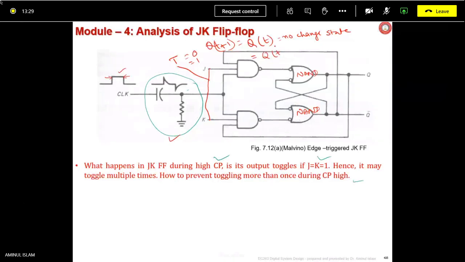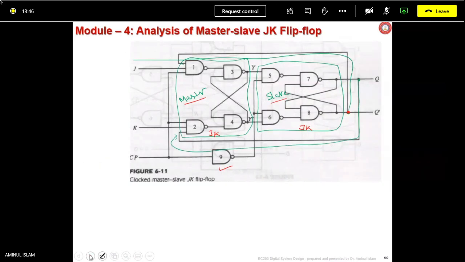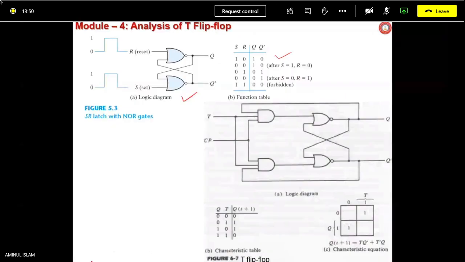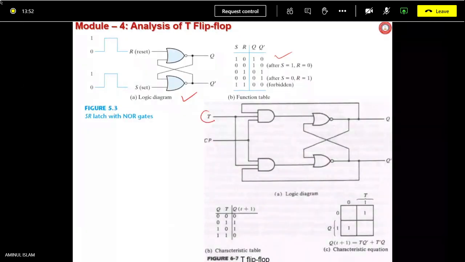It is Q bar T. Toggling will occur, so it is going to be either toggling or remaining in the previous state. This is the characteristic of the T flip flop. In the T flip flop, what we have done is J and K tied together and it is named as T. The input is named as T.